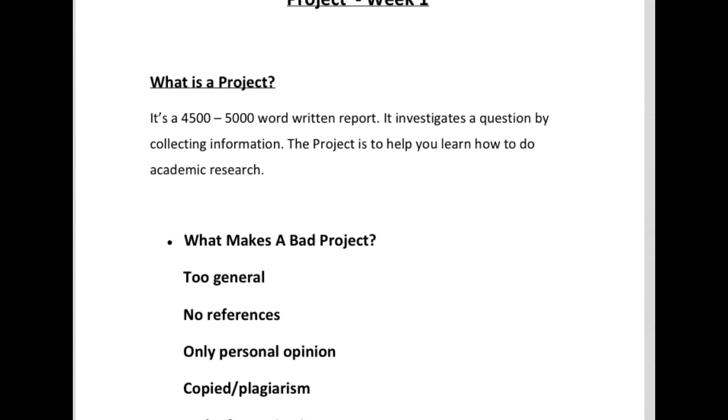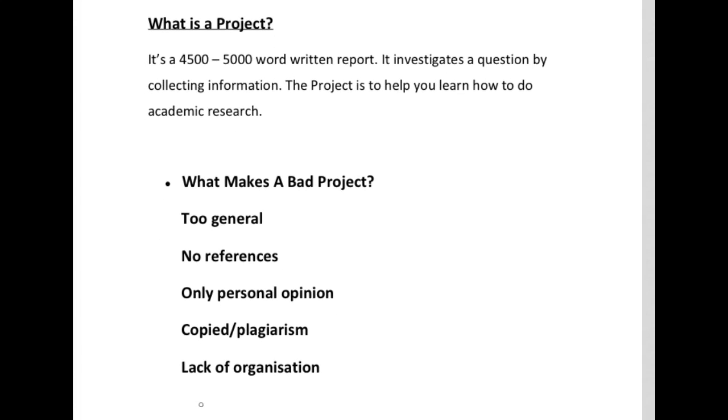Let's talk about what makes a good or a bad project. Let's look at the bad project first. One of the problems with a bad project is it's too general. It's not specific enough. You've only got 4,500 to 5,000 words. Now that should be on a very clear, specific issue. If you write about something very general, like why do people drive cars, then you're never going to answer the question properly. It's too general.